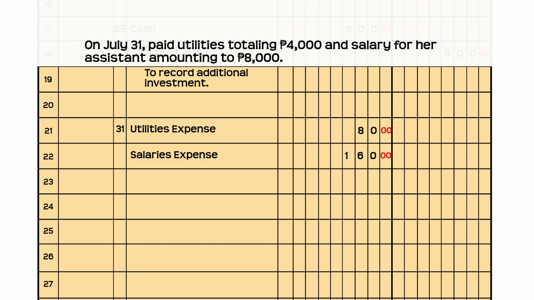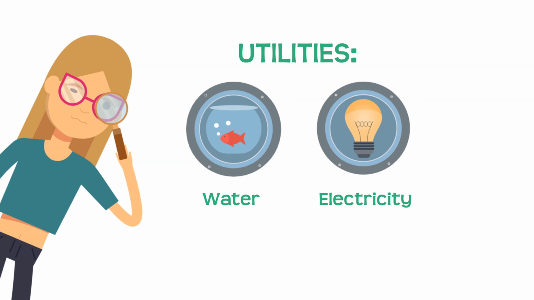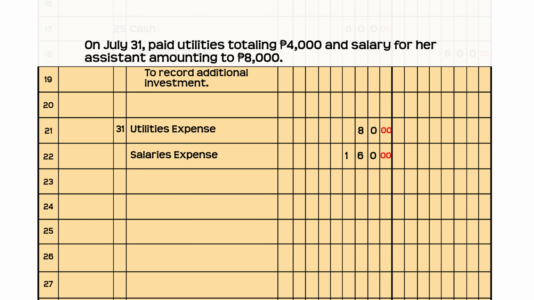By the way, utilities include water and electricity, so don't get confused too much on the term. Then we credit cash. The total amount of the utilities and salaries is used on the credited cash account to balance the journal entry.